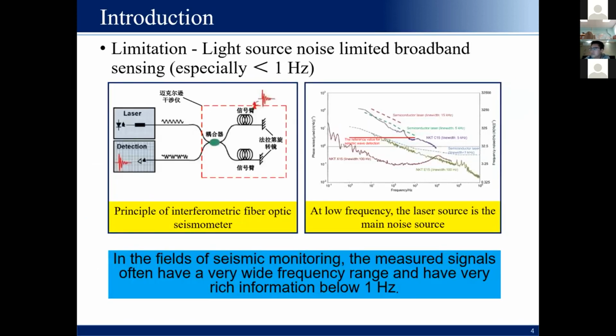However, many factors limit the application of fiber-optic seismometers in this field. Firstly, due to the limit of noise of the system light source, it is very difficult to realize a high resolution within a wide frequency range for the interferometric fiber-optic sensing system, especially below 1 Hz. Unfortunately, in the field of seismic monitoring, the measured signals often have a very wide frequency range and have very rich information below 1 Hz.